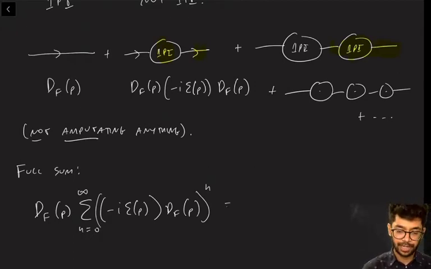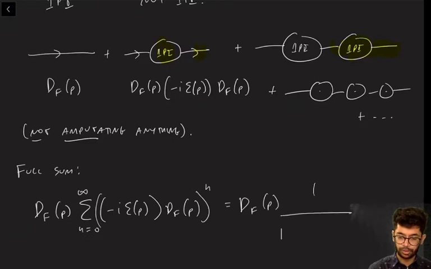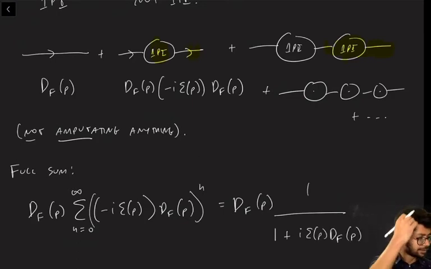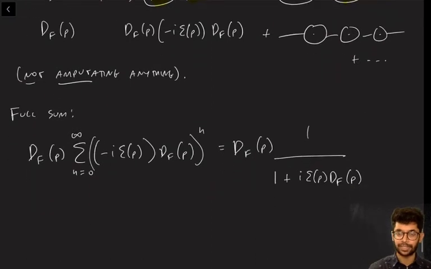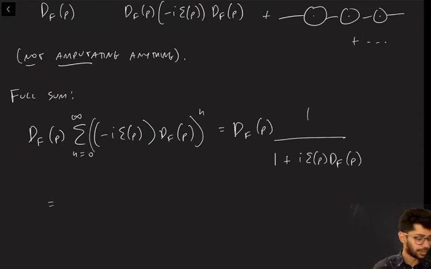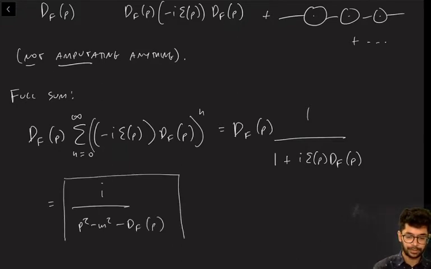So that's the sum, and by the normal rules of geometric sums, we can just do this, and what we find is D_F of p times 1 over 1 minus the thing that we're raising to the power. So it is i Sigma of p D_F of p. Now, if you plug in the fact that D_F of p is i over p squared minus m squared, this whole thing just becomes i over p squared minus m squared minus D_F of p. Okay. So this is the summed up propagator.